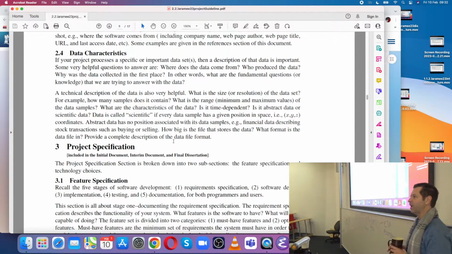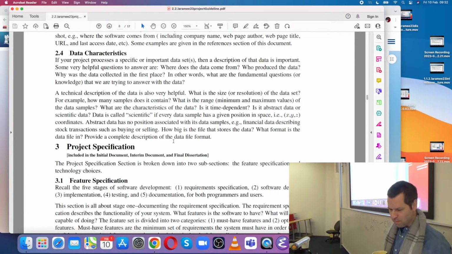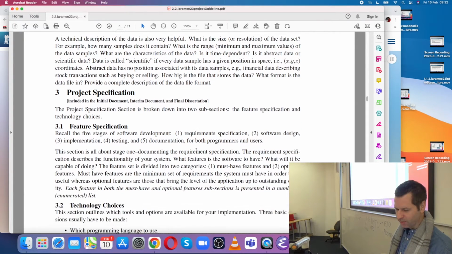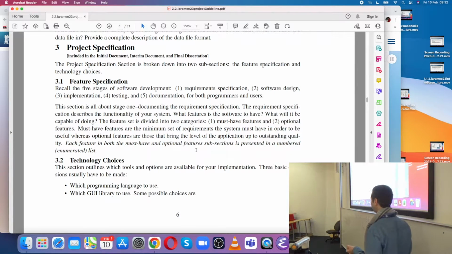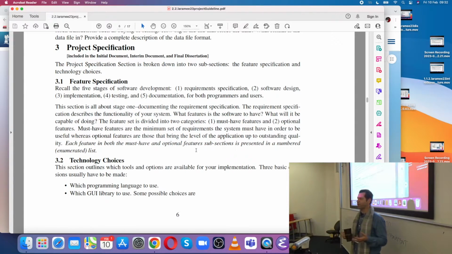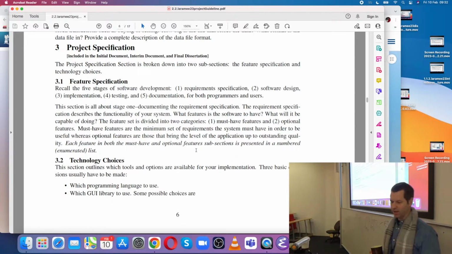If you're working with data, you describe the data here, right? There's a project specification. The project specification says what features are you going to work on if you're developing software, right? If you're running an experiment, then you would discuss the experiment here, like what experiment do I plan on running, and how is it going to be organized?